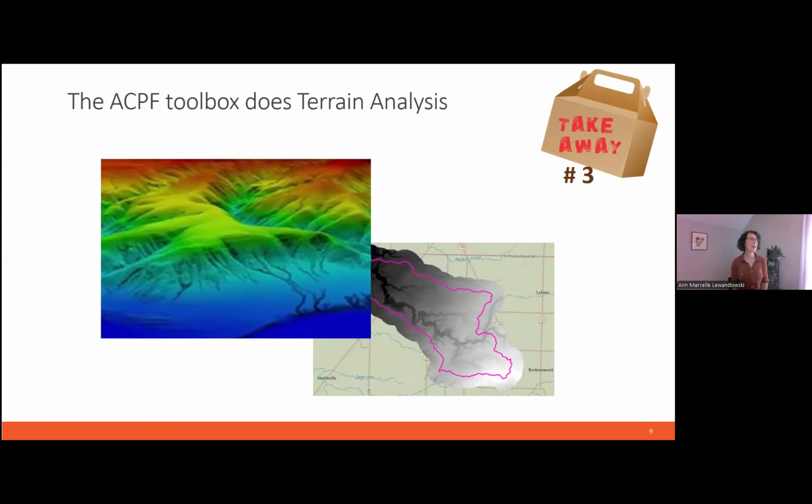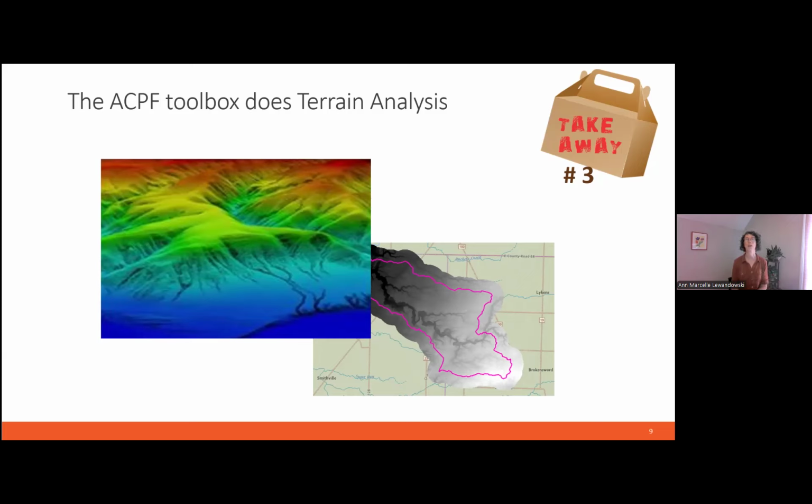Number 3, the ACPF toolbox does terrain analysis. Now, what is terrain analysis? This is when the GIS will analyze the shape of the land to figure out where water flows. And if you think about how much of your conservation is a matter of controlling where water flows and how fast it's flowing, that's why this is the critical tool.